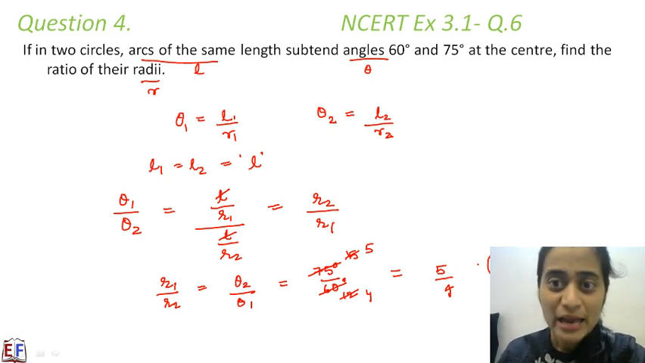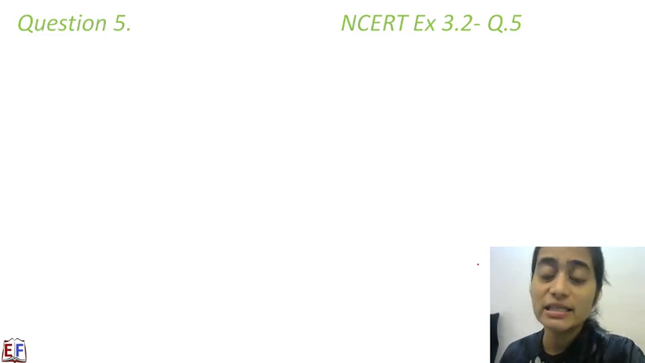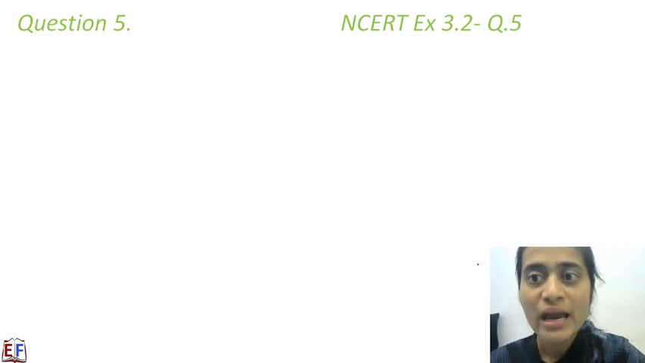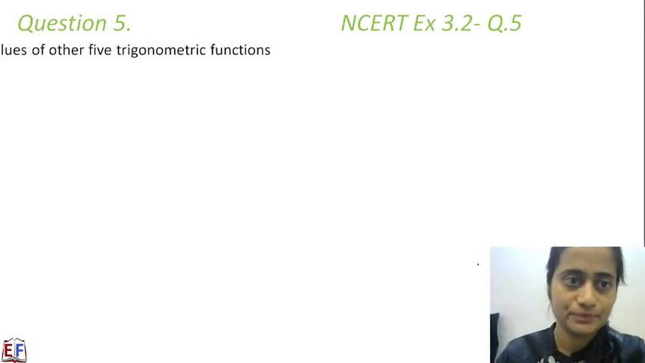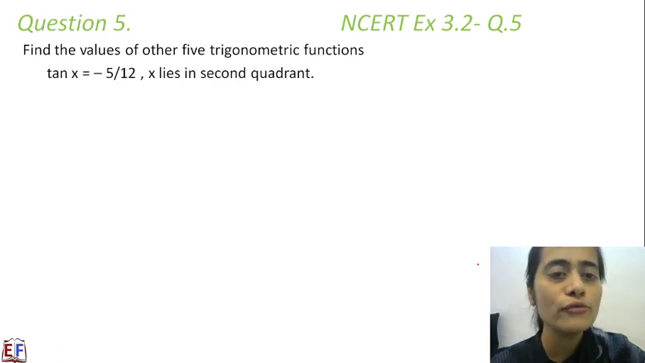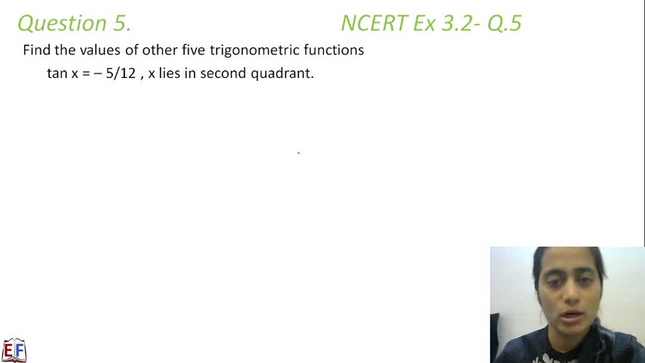That's what I can say. So let's move on with the next question, which is question number 5, and in your textbook, that is NCERT textbook exercise 3.2, question number 5. It says: find the values of the other 5 trigonometric functions if tan x is equal to -5/12, x lies in the second quadrant.